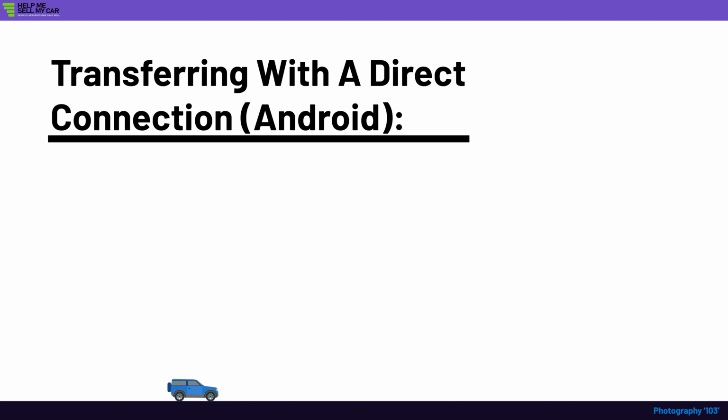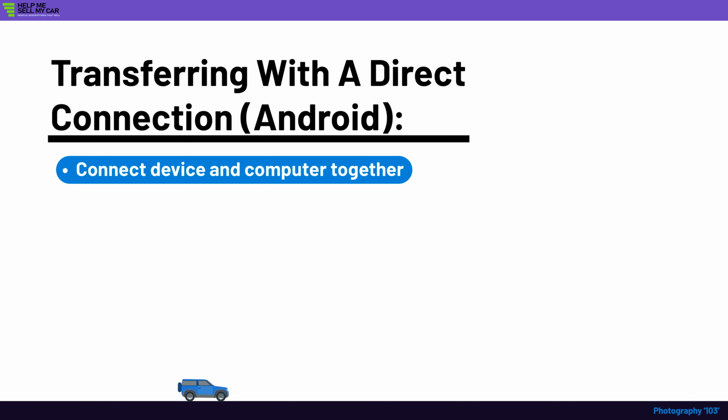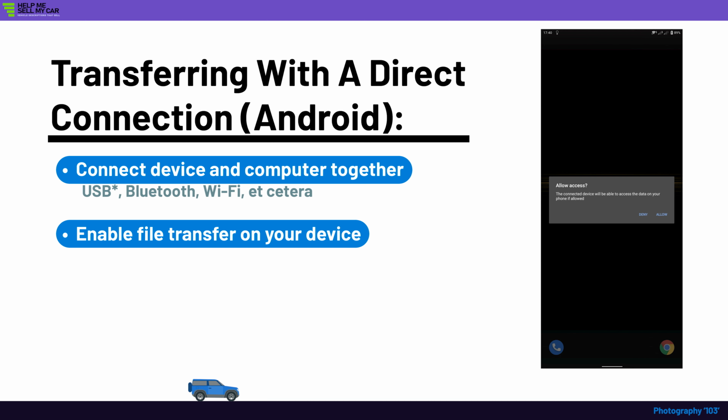Using a direct connection to transfer files between an Android-powered device and your computer is usually quite simple. Please keep in mind that your device may differ from our demonstration slightly. Firstly, you must connect your device and your computer together. We recommend and will demonstrate the process using a USB cable, but some devices can use a wireless Bluetooth or Wi-Fi connection. Most modern Android devices will immediately pop up with a request to allow access.